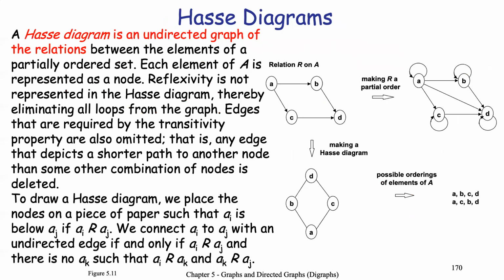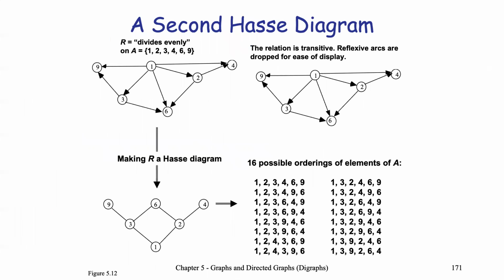There are some more complicated diagrams. A Hasse diagram is an undirected graph of the relationship between the elements of a partially ordered set. And so here we see an example of a Hasse diagram. So it's not a digraph. And then here's just another example of a Hasse diagram. And so you can see that down below there.